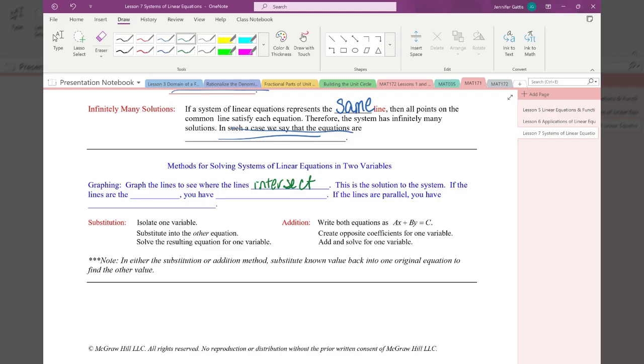If the lines are the same, you have infinite solutions. And if the lines are parallel, you have no solution. Because if our lines are parallel, they don't intersect. There's going to be no ordered pair anywhere in the world that's going to satisfy both equations. So we don't typically use graphing in this course, but it is an option.